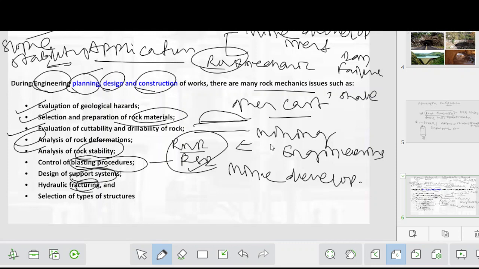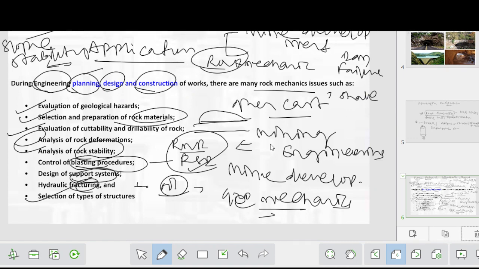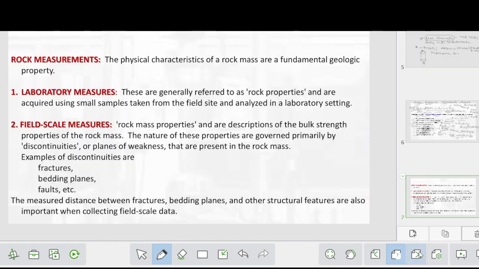Hydraulic fracturing, this type of terminology is used in the oil industry for geomechanics. Selection of type of structure, clear? So this is the application. This is not required for the objective examination, this is for the subjective examination. We measure the rock, check the physical characteristics of the rock, the fundamental geological properties. We use them in the laboratory and also in field scale measurement.